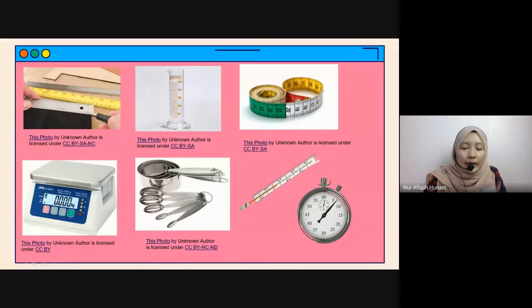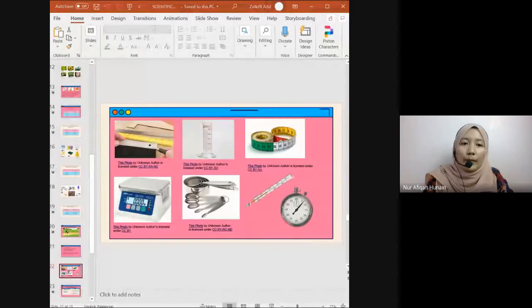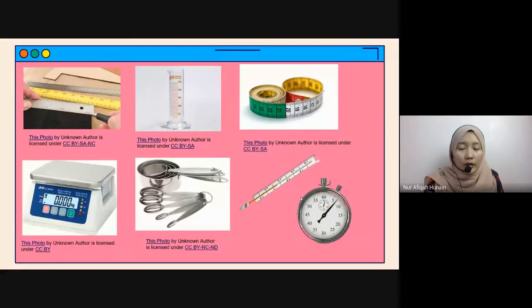Okay, beside the weighing balance, this one we call measuring cups and this is the measuring spoon. If your mother or your family members love baking, they must have these tools, measuring cups and measuring spoon. So this is the thermometer. The thermometer is used to measure temperature. This one, the round shape, is what we call a stopwatch. It looks like a clock. So this is the stopwatch.